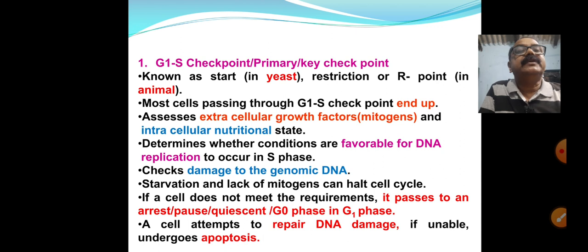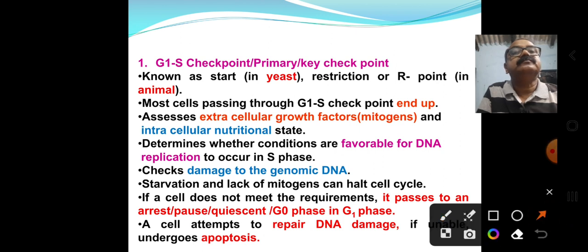The first checkpoint, that is G1 and S checkpoint, is the primary checkpoint or key checkpoint, and this checkpoint is known as start in yeast, restriction or R point in animals. And most of the cells passing through the G1S checkpoint end up arrested. That means they do not pass to the next stage.